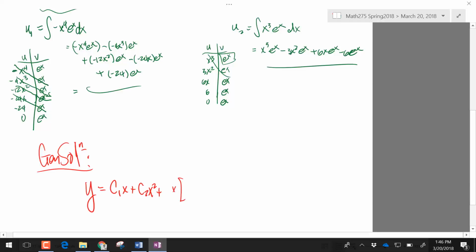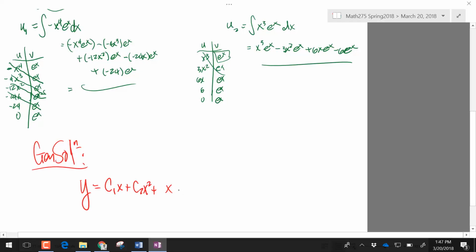And then again, you can simplify this, make it look a little nicer, but I'll just write it the way it is. So this is a minus x to the fourth e to the x. E to the x is happening in all places, so I will factor out an e to the x. And then I have a minus x to the fourth minus 4x to the third minus 12x squared minus 24x minus 24.